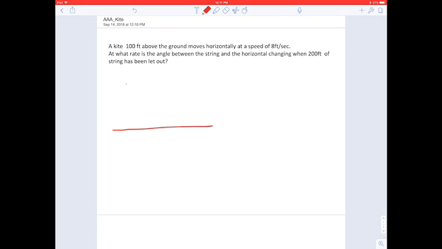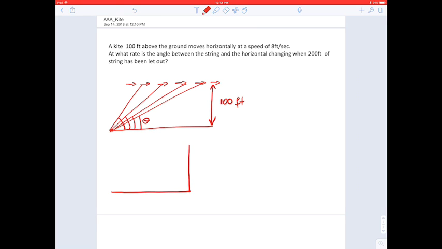Let's draw the scenario. We have a ground and we have a kite moving horizontally above the ground, and we know that this is 100 feet. Now we have to draw a string. Let's say that's me holding a string, and of course the string I have to let out longer and longer, and this will be my angle of elevation, the angle between the string and the ground. But what I will do, I will draw just one nice triangle for my model.